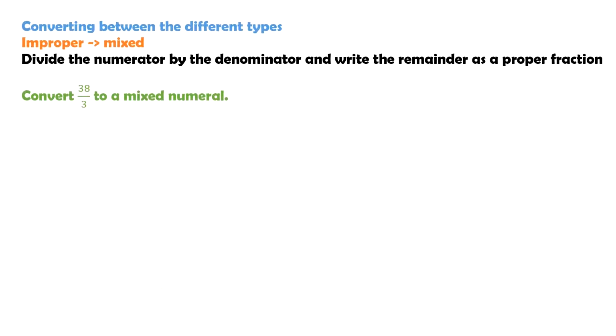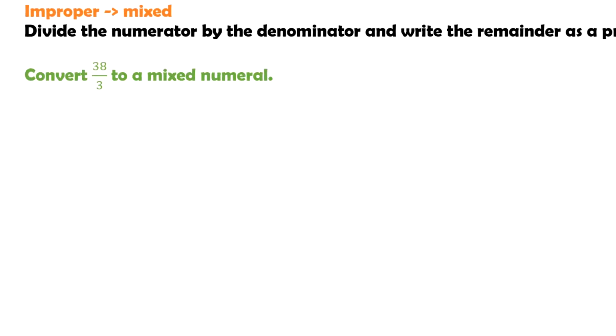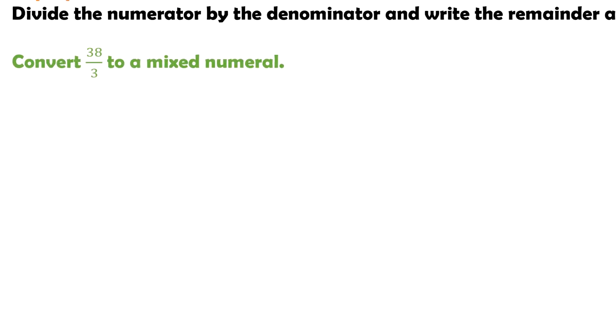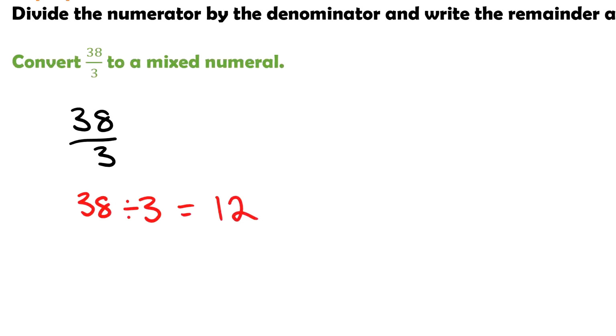I'm going to introduce you to converting between some of these different types. The first one I'm going to look at is converting from an improper fraction to a mixed numeral. We need to divide the numerator by the denominator and write the remainder as a proper fraction. That might seem like a lot of fancy words, so I'm going to show you how to do it. We start by writing out our fraction, and we divide our numerator, the top number, by our denominator, the bottom number. So 38 divided by 3. That equals 12, but we have 2 left over.